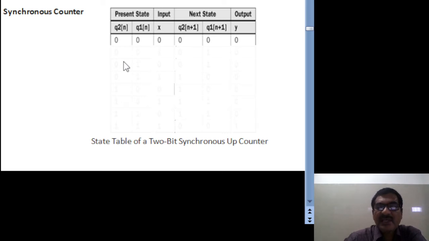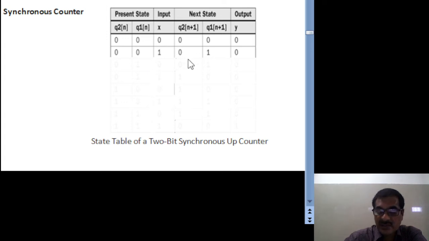Okay, then suppose the present state is 0 0, the same present state 0 0. If the input is 1, what happens? It changes its state to the next, that is 0 0 to 0 1 state, and the output is 0, right? Suppose the present state is 0 0: for input 0 it maintains the same state, but for input 1 it goes to the next state. Okay, now the output is 0.